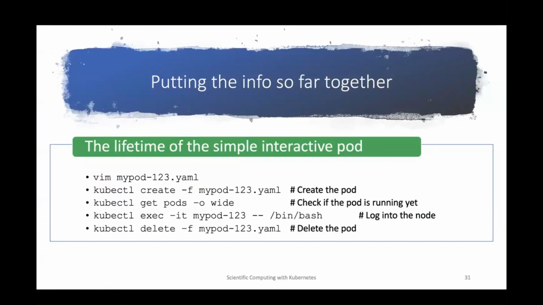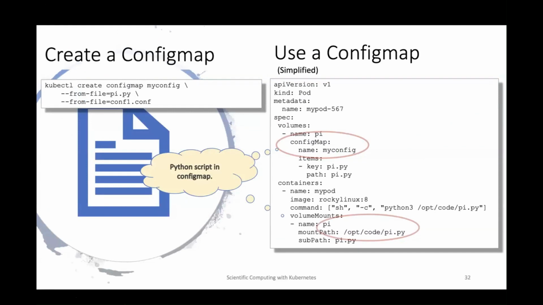Now, that was a very simple interactive pod. As I said, you probably want to do something a little more fancy. You want to configure it somehow. And here is an example of a config map. I'm creating a config map with 2 files in it. And then when I submit my pod, I tell it, please, from my config map that I called myconfig, get the file p.py, and then mount it at this location, /opt/code/p.py.